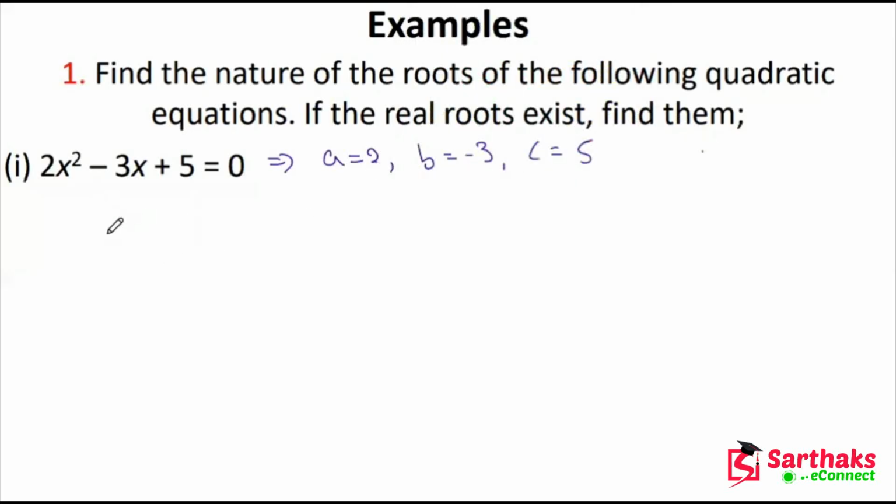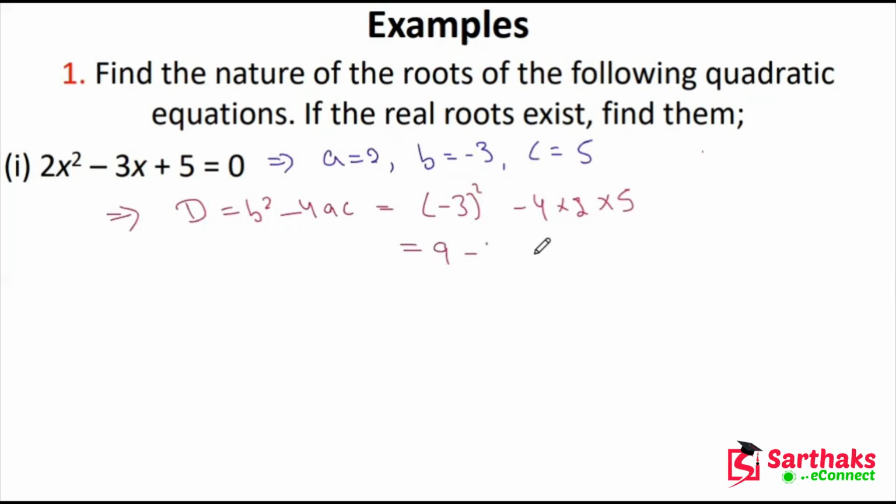Now we have to find D, which is b square minus 4ac. What is b? b is -3, minus 4 into a is 2, and c is 5. So we have 9 minus 4 5s are 20, 2 2s are 40.